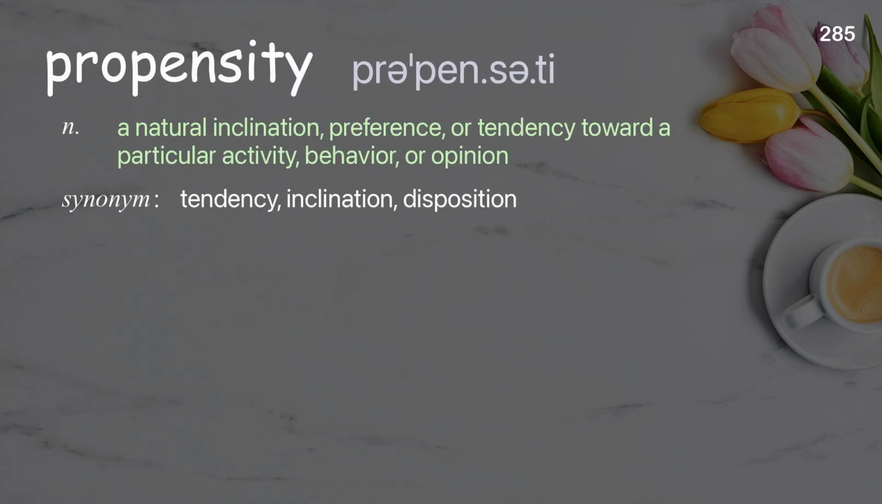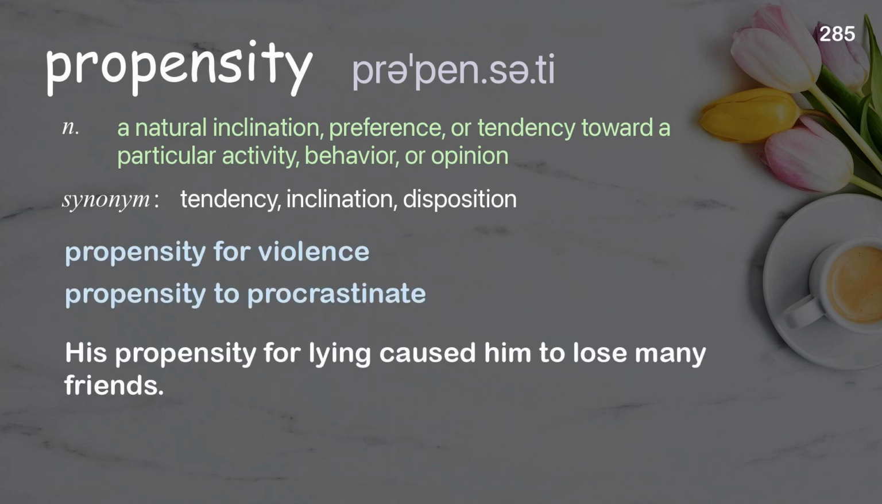Propensity. A natural inclination, preference, or tendency toward a particular activity, behavior, or opinion. Examples: Propensity for violence. Propensity to procrastinate. His propensity for lying caused him to lose many friends.